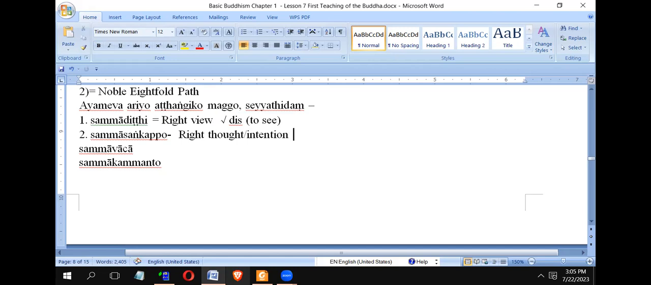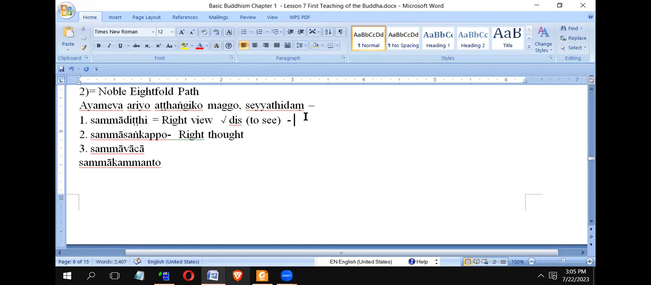Okay, but sometimes the word intention is also linked with karma, right? Intention to do something, intention to do that. So intention is not good. So right thought is better, because after you have the right view, now think about that. What is right view?